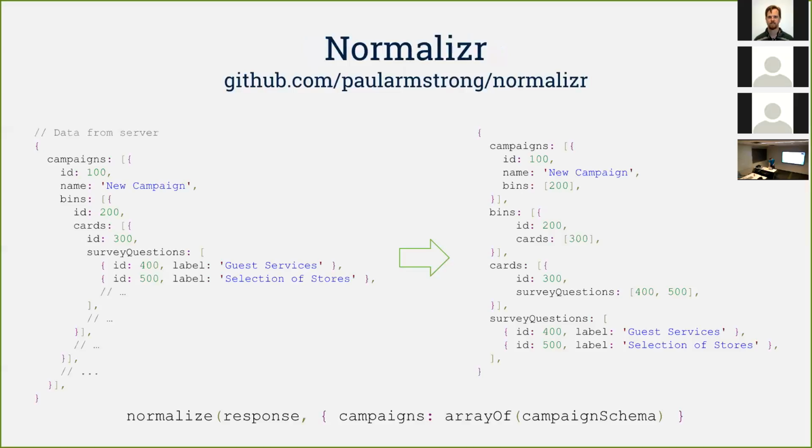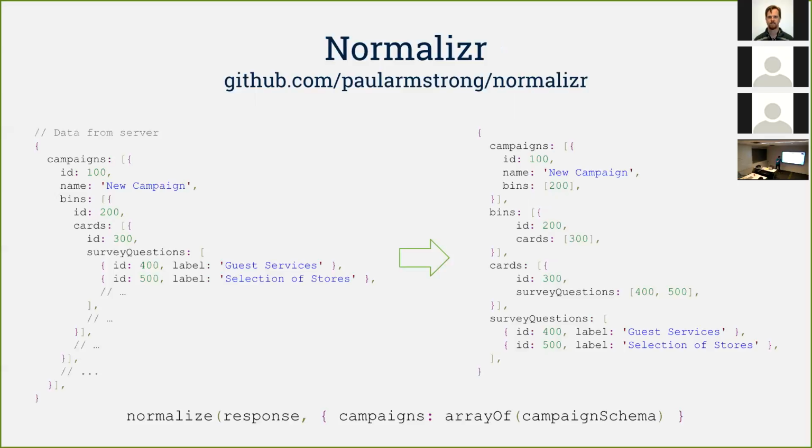So the flip side to normalizing, again, might be a little bit hard to see in the back, but there's just one function call needed to transform this data structure into this data structure. It just takes the object, the deeply nested object, and the schema, which describes how this data is structured, and we'll talk about that in a second.